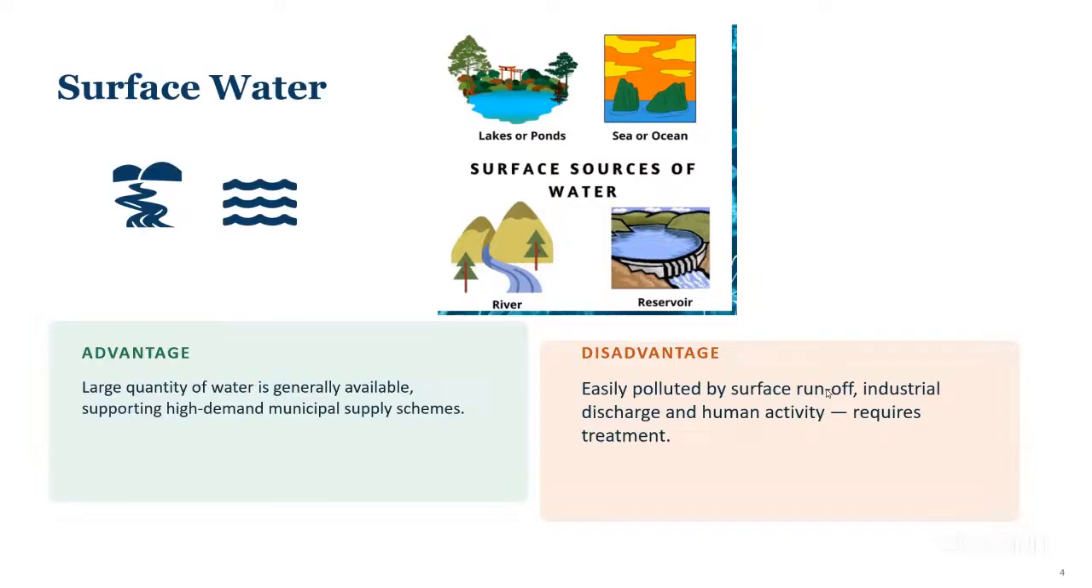So runoff from different areas. Just now we discussed different areas, like runoff from agriculture, runoff from dump yards, runoff from urban streets, etc. Also industrial discharge and human activities. We dump different types of waste openly. We should not dump. We should not pollute our environment. It is our responsibility to protect our environment.